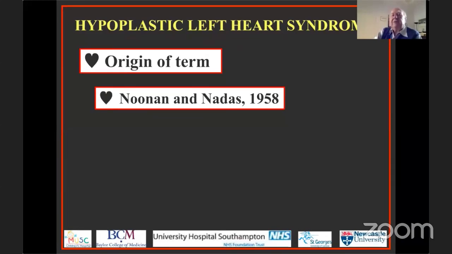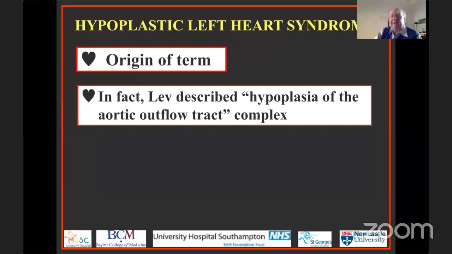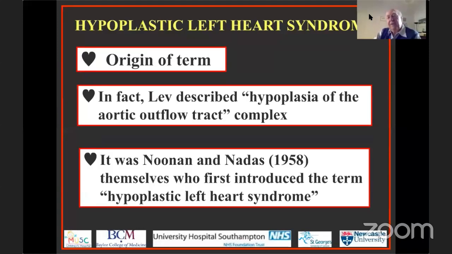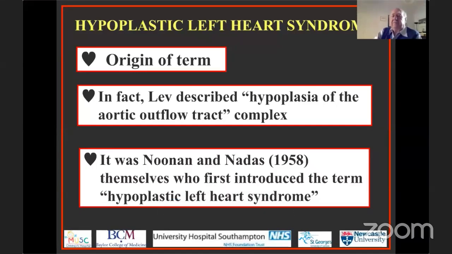And together with Alex Nadas in 1958, they suggested that the hypoplastic left heart syndrome was a term coined by Maurice Lev, as you see, to describe the lesions we're going to discuss today with an obstructive lesion, atresia or stenosis, on the left side of the heart. In fact, if you look back at the work of Maurice Lev, when he was describing this spectrum of malformation, he called it hypoplasia of the aortic outflow tract complex. So in reality, it was Jackie herself who introduced the notion of the hypoplastic left heart syndrome. So we could argue that she has two syndromes that we should call Noonan's syndrome. Today, we're going to discuss the second, and we'll call it hypoplastic left heart syndrome.